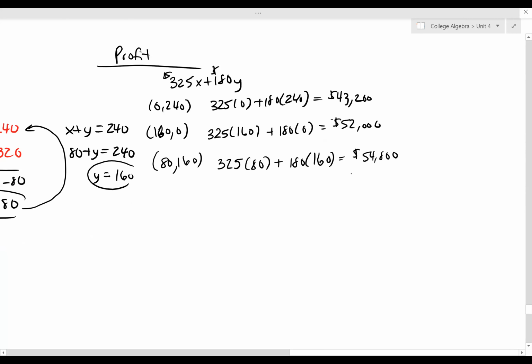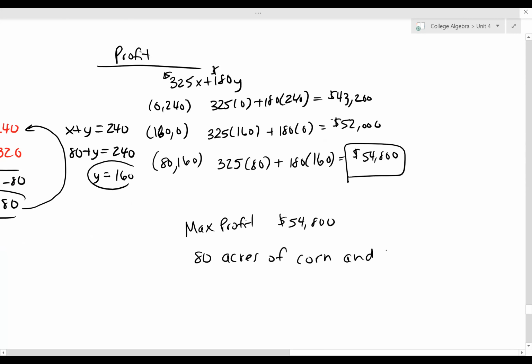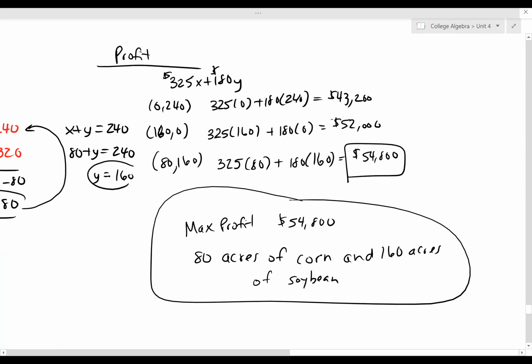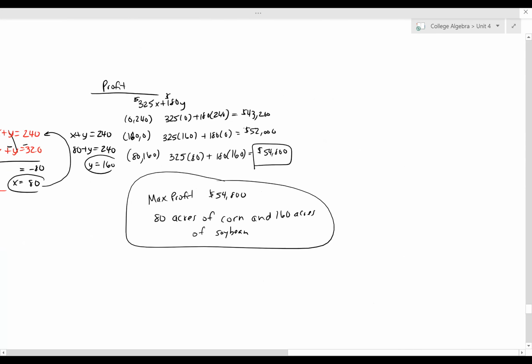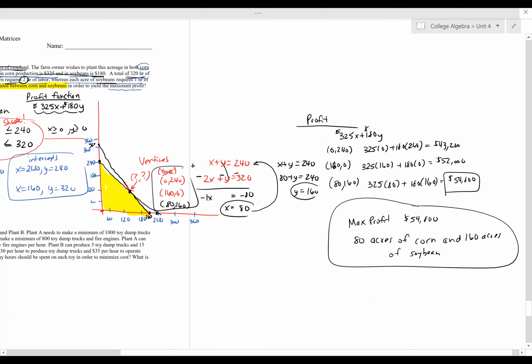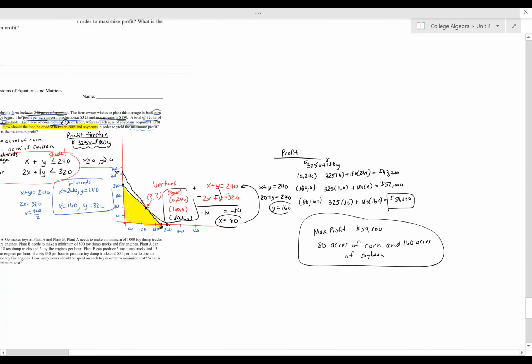And since it said what's the maximum profit, we found it there. That's the biggest number. So our max profit that we can achieve is 54,800 if we farm 80 acres of corn and 160 acres of soybeans. So being able to interpret that ordered pair at the end is also really important. Okay, so that's how linear programming is used in business type situations to help when we've got multiple variables and multiple constraints, we want to find a way to maximize the situation.